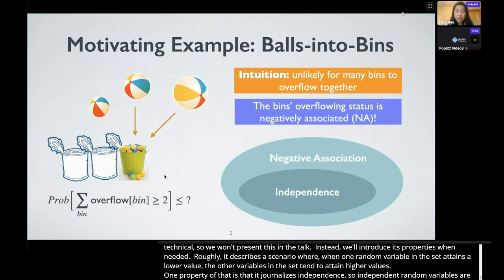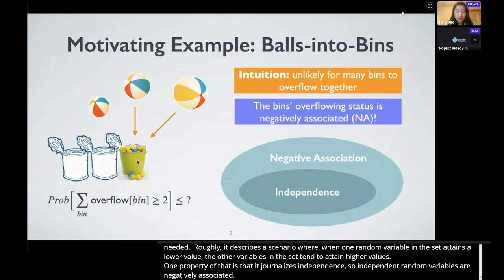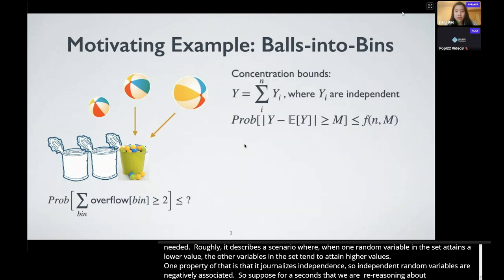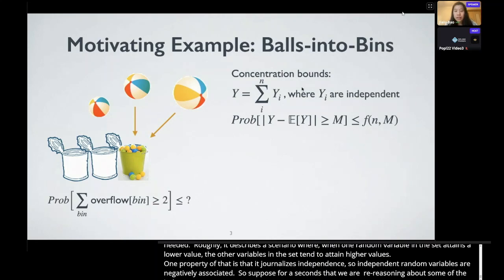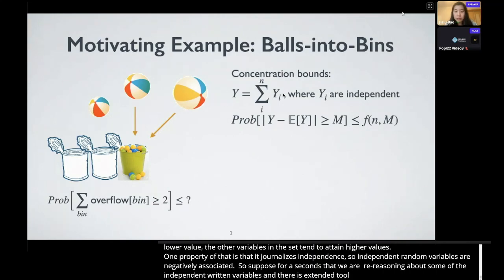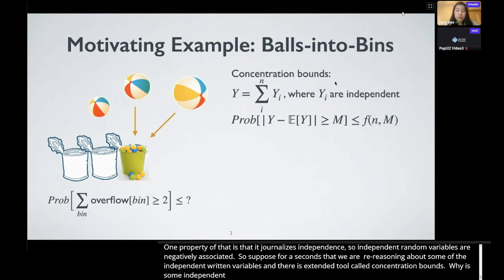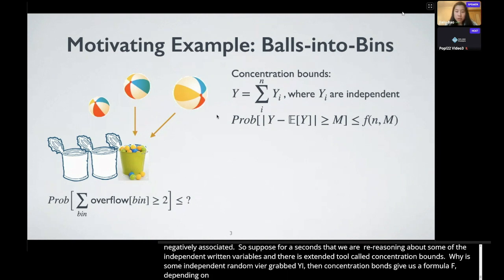So suppose for a second that we're reasoning about a sum of independent random variables. Then there is a standard tool called concentration bounds. Suppose Y is the sum of n independent random variables Yi. Then concentration bounds give us a formula f, depending on n and the constant m, that upper bounds the probability that the value of Y deviates from its expectation by more than m.